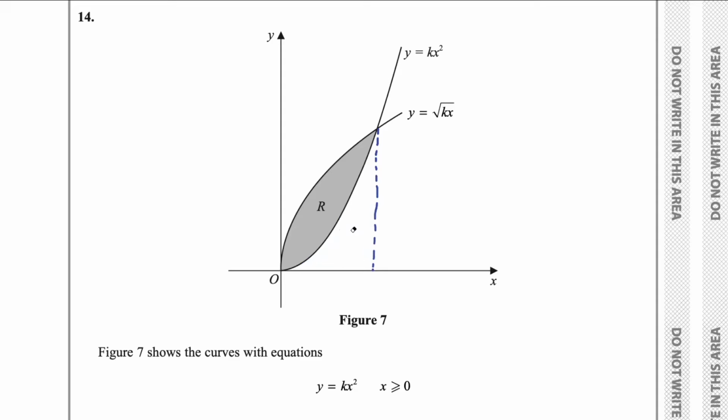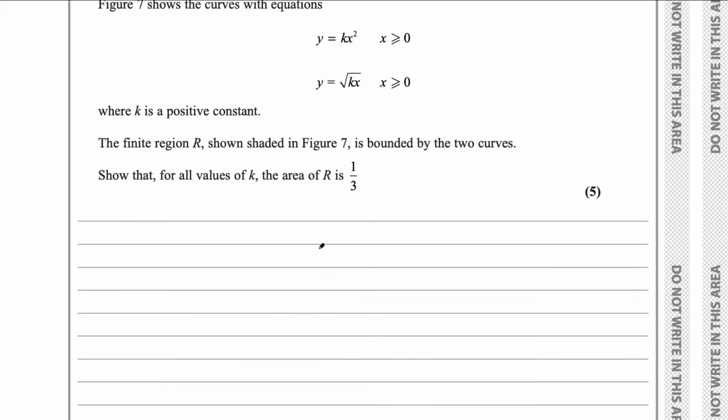Once we recognize that, we realize we have to find this x coordinate here, where the two curves intersect. And that's really the key, I think. When these two equations are equal, in other words, kx squared equals the square root of kx, we'll have this value. Let's call that x1. So let's start there.